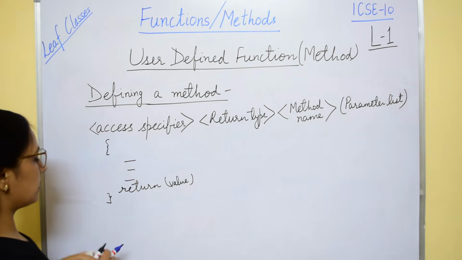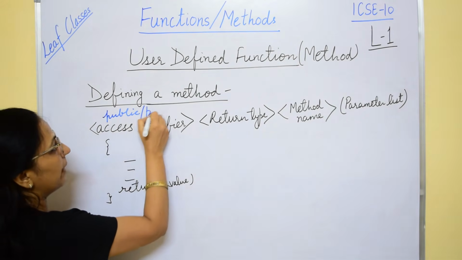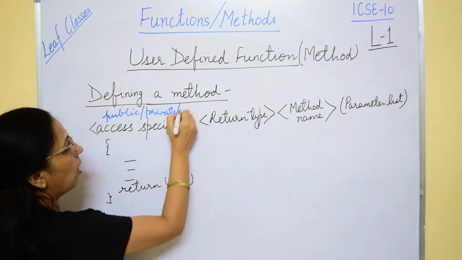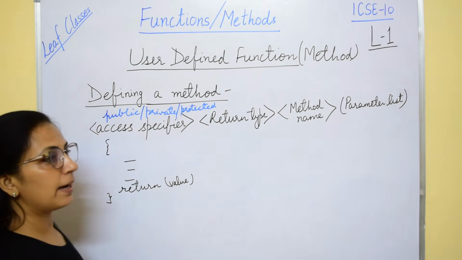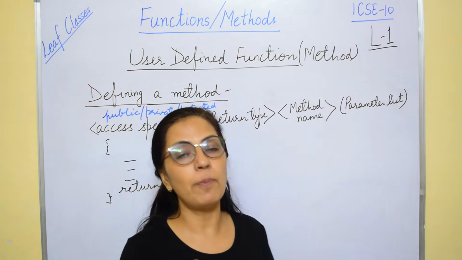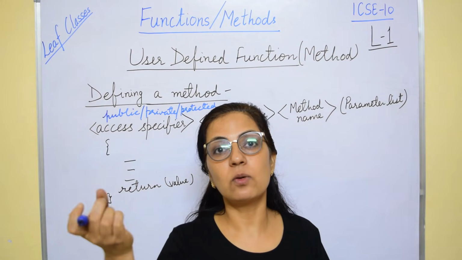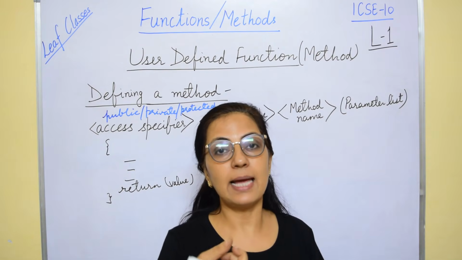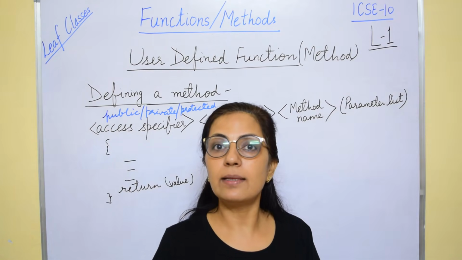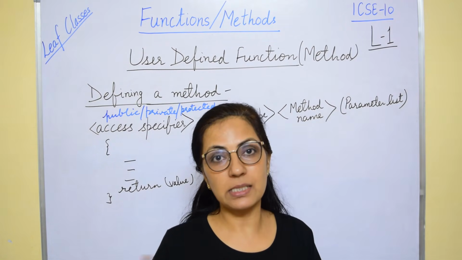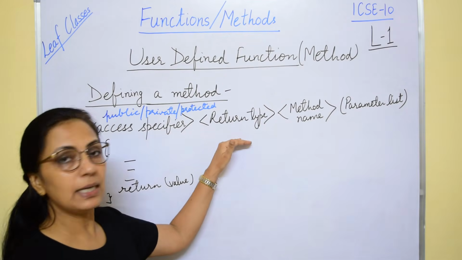So here the access specifier can be public, private or protected. Now depending upon what we are writing, it decides the scope of its usage. Like we write when main function public static void main. So public tells that this particular function can be accessed even outside that particular class, even from the external sources also using different objects. Then you have the return type.